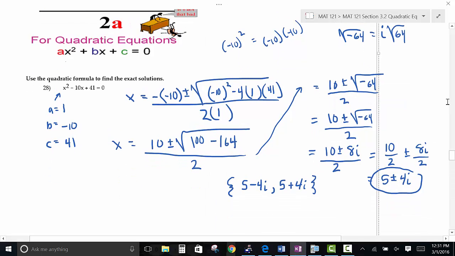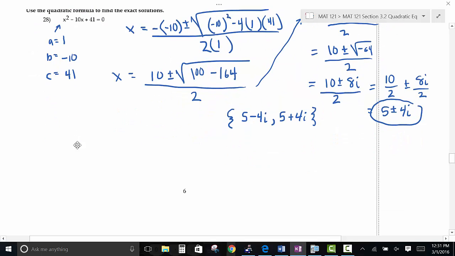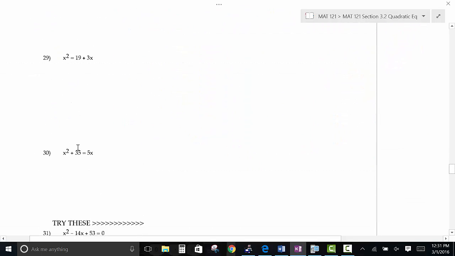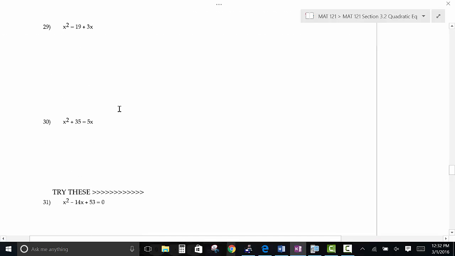Okay, so are there any questions about anything on that first example? Quadratic formula. Quadratic formula solves every quadratic equation, all of them. Okay, I'm going to do a couple more and then give you a little time to practice a few of these things then. Okay. All right, what's the first thing you do on number 29?